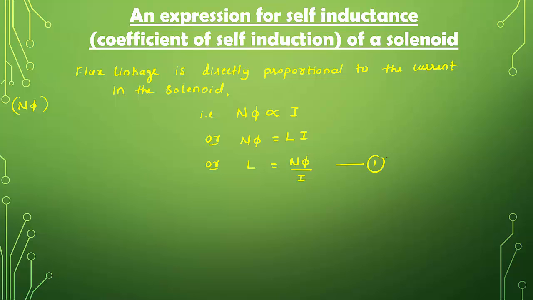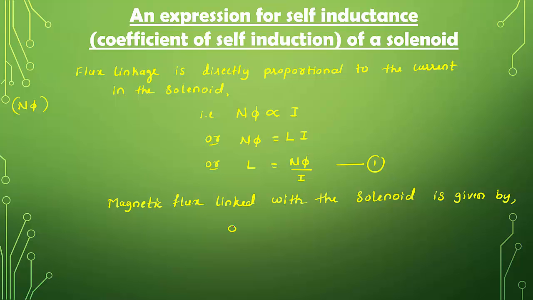Now, the second point. Magnetic flux linked with the solenoid is given by, we already studied about magnetic flux. Magnetic flux is denoted by phi equal to B dot A. B is the magnetic field.